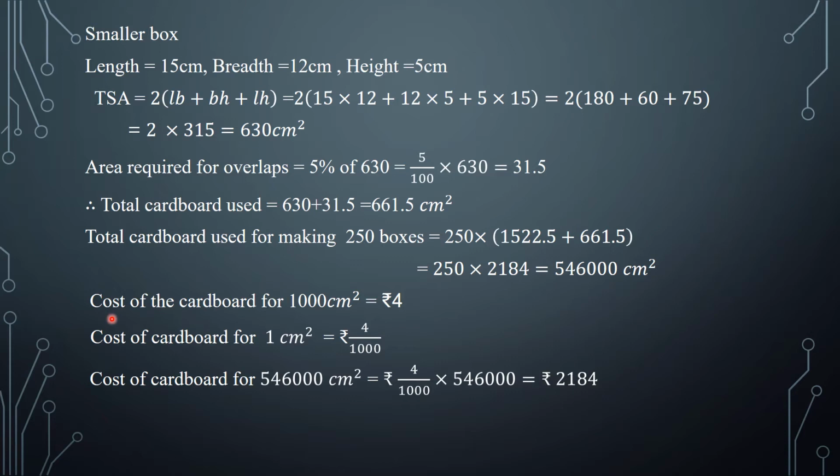It is given that the cardboard cost for 1000 centimeter square is 4 rupees. So the cost of cardboard for 1 centimeter square will be 4 by 1000 rupees. As we have total cardboard as 5,46,000, cost of cardboard for 5,46,000 centimeter square will be 4 by 1000 into 5,46,000, which is 2184 rupees.